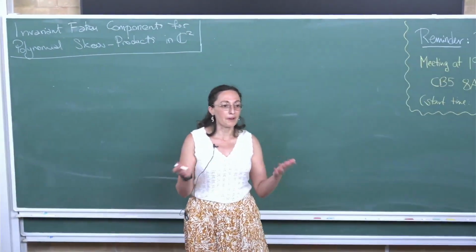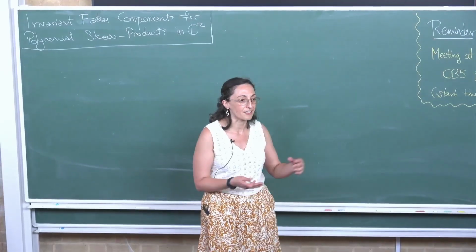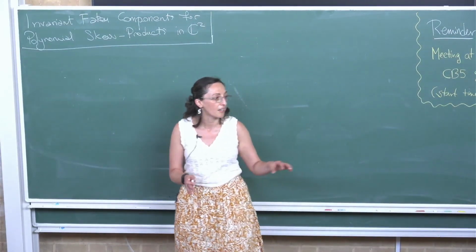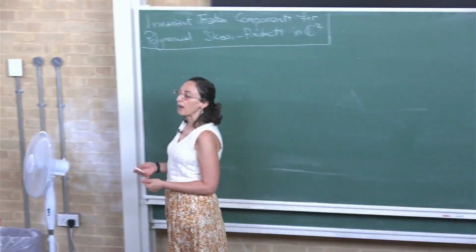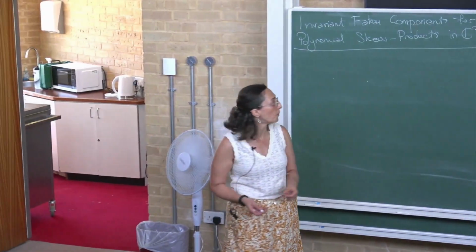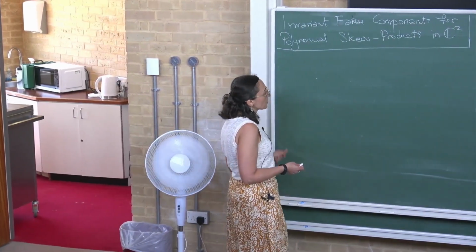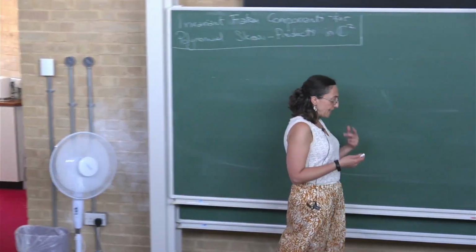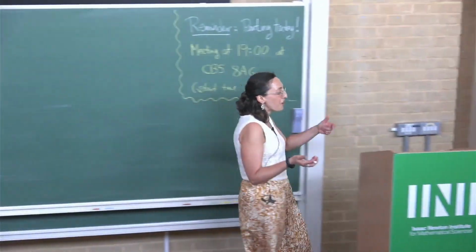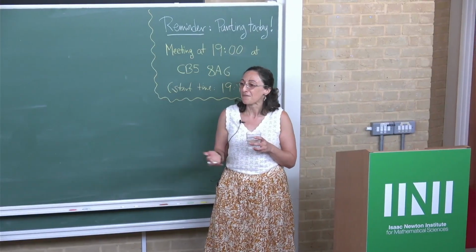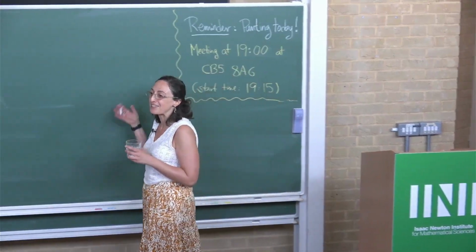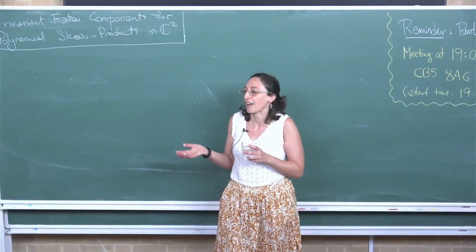I mean, the point is that you get out of here with a hint of what has been done and why we care about studying an invariant Fatou component for polynomial skew products in C2. And second, well, actually, for several reasons, Tom's talk came first, which is kind of a little weird. It would have been better to have this first, but it's okay. It's how life goes.